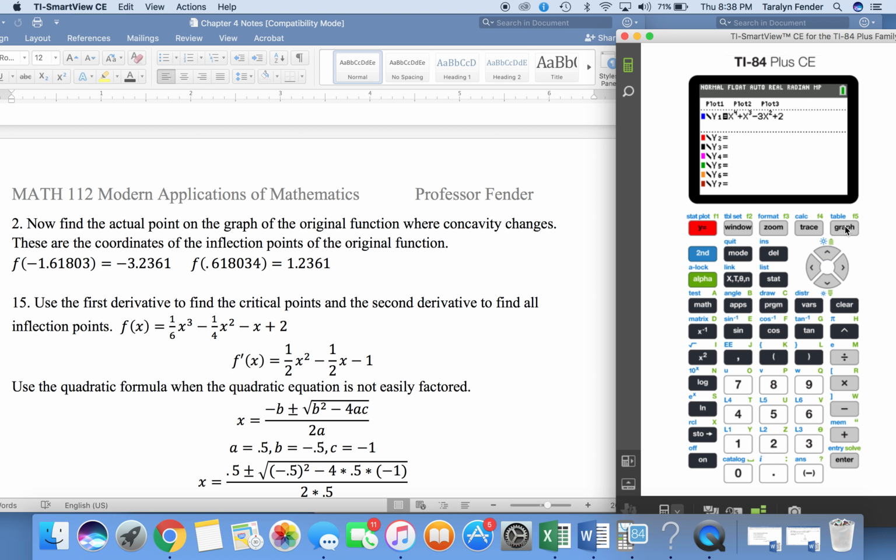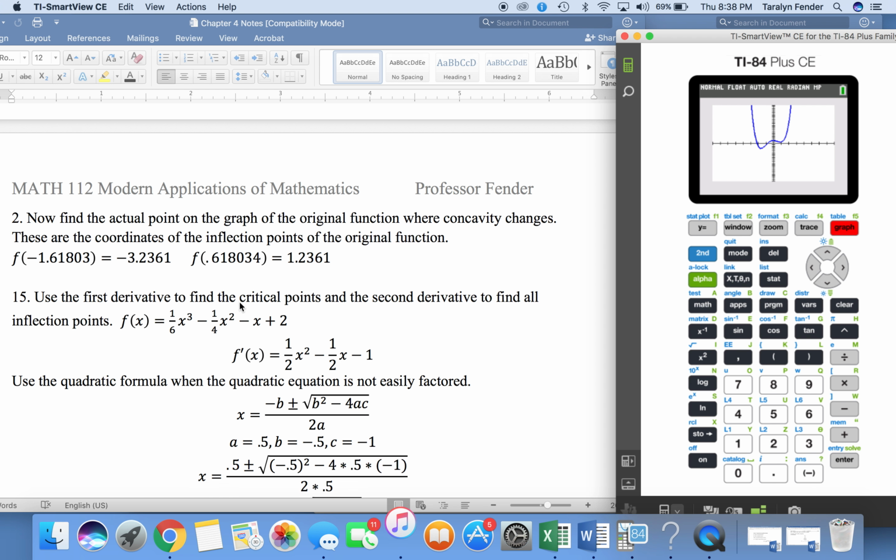There are critical points, and I did not put the second derivative in, but here we have concave up, and then right in here it's going to change concavity to concave down, and then it's going to change to concave up. Okay, so there are 2 inflection points. One is at negative 1.61803, and the other is 0.618034. And you plug these values into your original function, and you get these values.